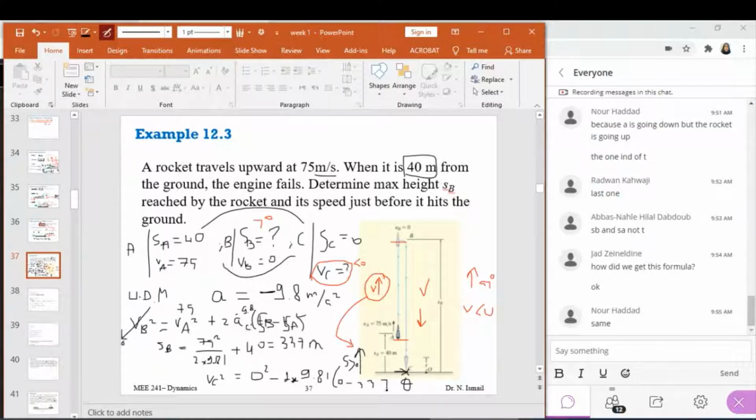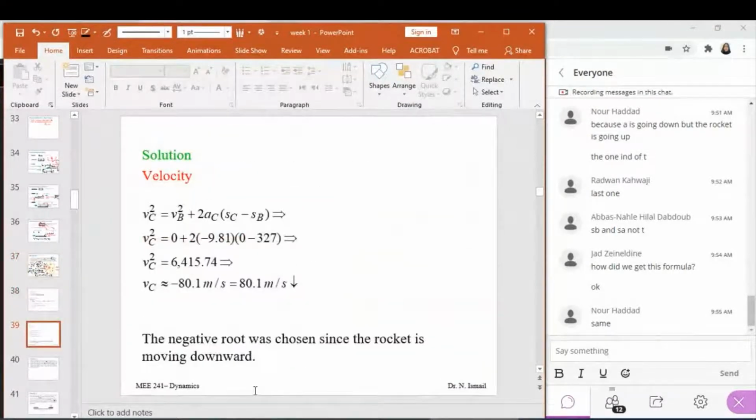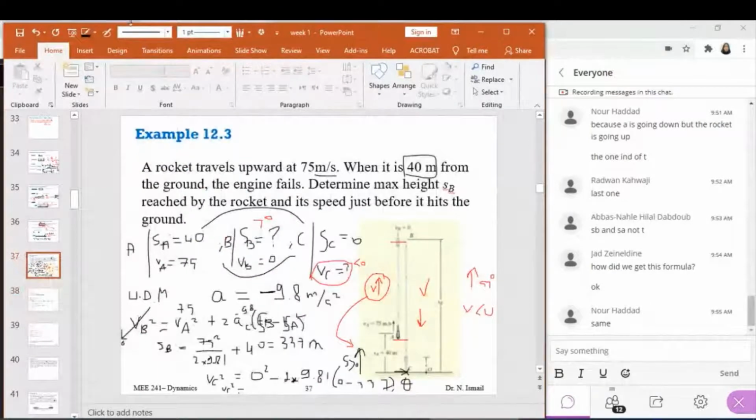337. All right? So guys, VC squared is always positive. You should have a positive answer here. So minus minus is positive. Now this VC squared, if you do the calculation, will be around 6,400.